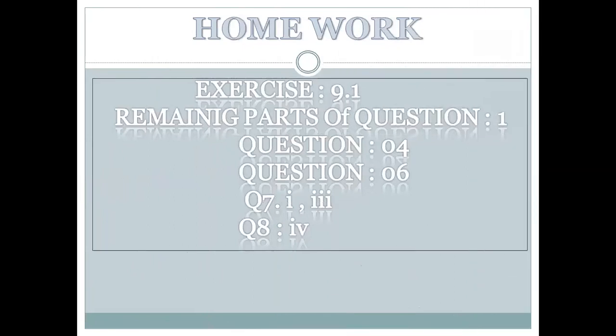Now come to your homework. Exercise 9.1. I told you during the exercise which questions are your homework. Question number 4, question number 6 of 9.1, question number 7, two parts, 1 and 3, and question 8, only one part, which is part 4. This is your homework. You will do it, and if you can't understand the formula or the procedure, you can ask me. But you know that in all the questions the Pythagoras theorem formula will be the same, no change: hypotenuse square is equal to base square plus perpendicular square.